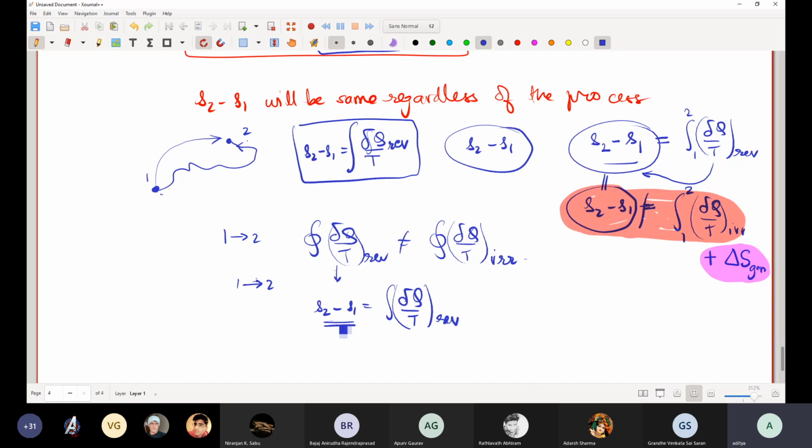But once I have found this out, I can say that because of the irreversibility, when the process goes from point 1 to point 2, I will still have this as true, but this will not be equal to this entity.